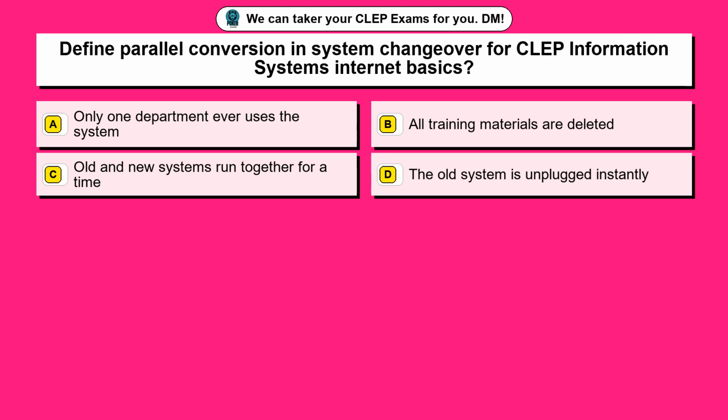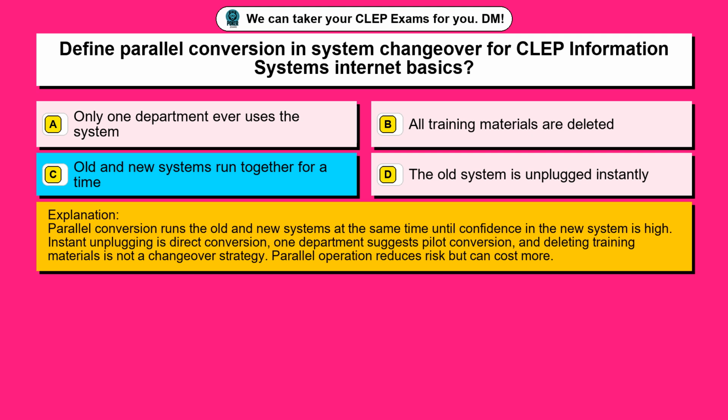Define parallel conversion and system changeover for CLEP Information Systems Internet Basics. Option A. Only one department ever uses the system. Option B. All training materials are deleted. Option C. Old and new systems run together for a time. Option D. The old system is unplugged instantly. The correct answer is option C. Old and new systems run together for a time.